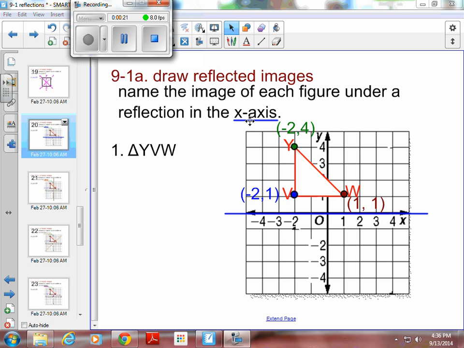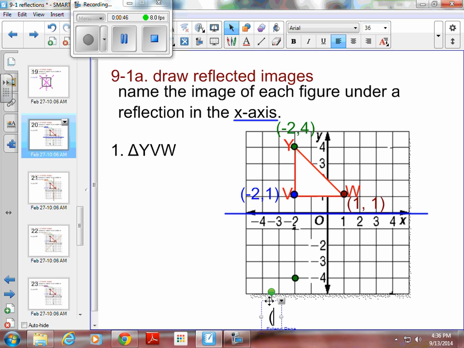So the first thing I want to do is reflect it across the x-axis. So I made my x-axis blue. Remember that we want to go perpendicular and we want to go the same distance. So if my first point here, this y, is the point -2, 4, if I reflect it perpendicular, that means I'm going straight down, right? And then if I was 4 above, I'm now 4 below. So this point is now at -2, -4.